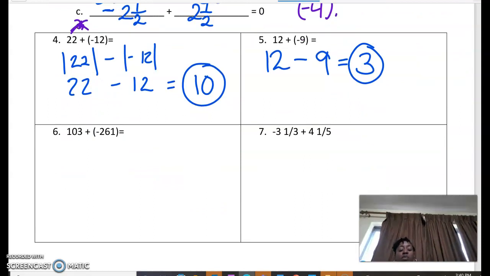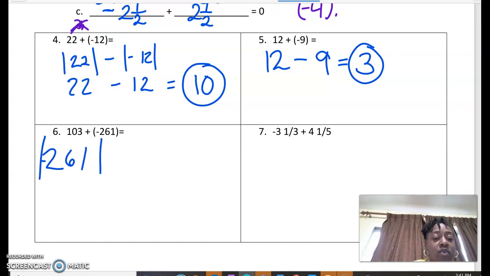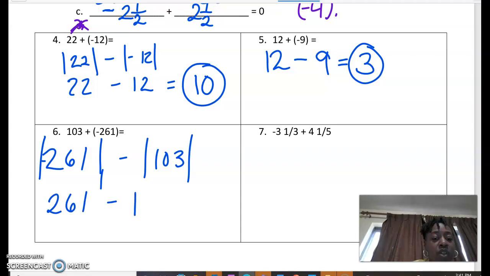Number 6, 103 plus a negative 261. So, different signs, subtract the absolute values. Got to have the larger absolute value first because I'm not going to do 103 and then take away 261 from that because I'm going to have a negative. And the point is to make this able to be done in my head. I'm going to subtract those absolute values. So the absolute value of negative 261 minus the absolute value of 103. That's going to be 261 minus 103.